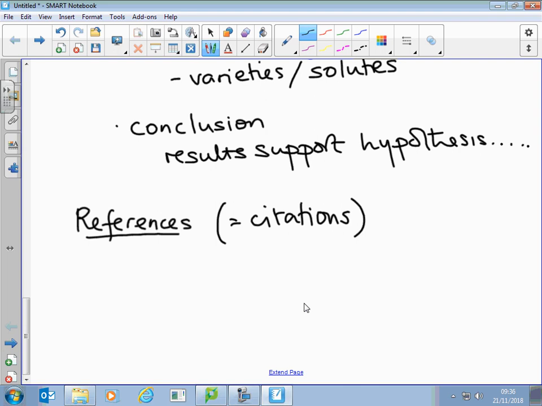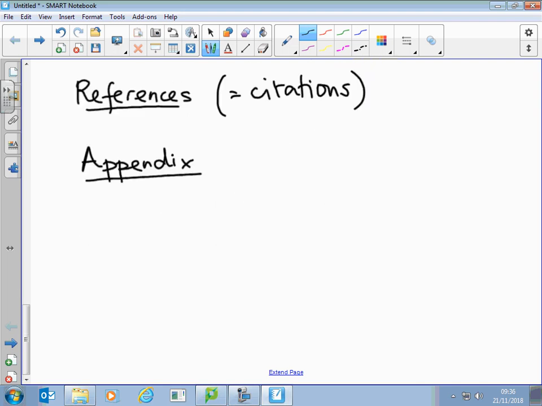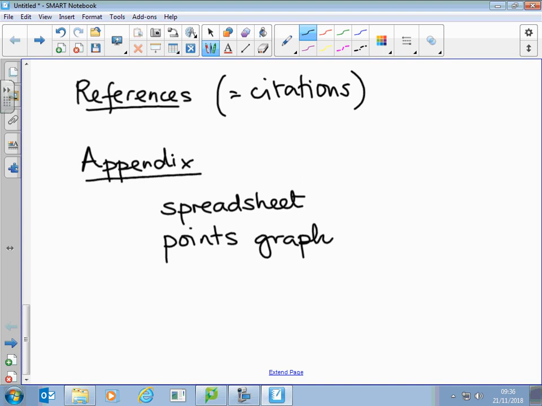The appendix, I would personally recommend putting the spreadsheet in with the anomalies highlighted. You might need to shrink it down to fit it on the page, but it's not huge this year. So things that could go in there, you could have your spreadsheet of the full data set, but you don't want that in your work. You can use that dotty graph, the points graph, to find the anomalies. If you want to put anything else in, you can do.